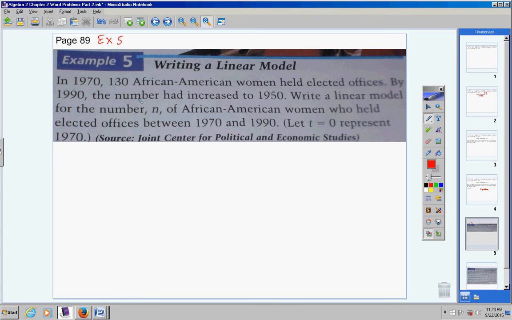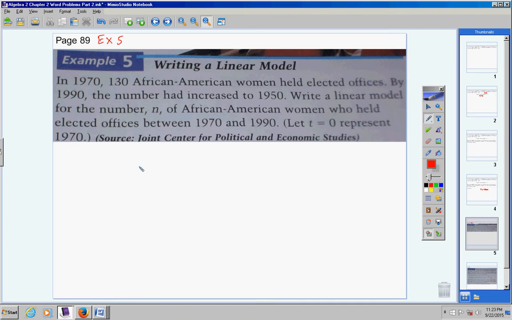In 1970, there were 130 African American women held office. By 1990, this number had increased to 1,950. Write a linear model for the number n of African American women who held office between 1970 and 1990. T equals 0 represents 1970.